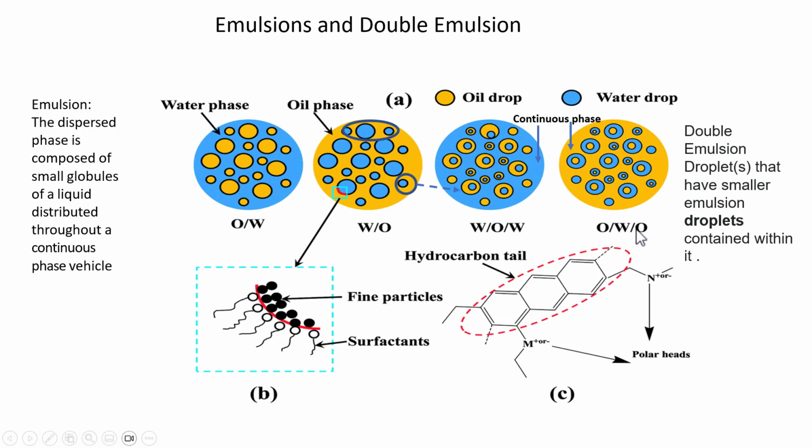Oil, water and oil, the double emulsion contains, this is the droplet that contains emulsion. Oil and water are dispersed in a continuous phase. This is a double emulsion, emulsion of an emulsion.